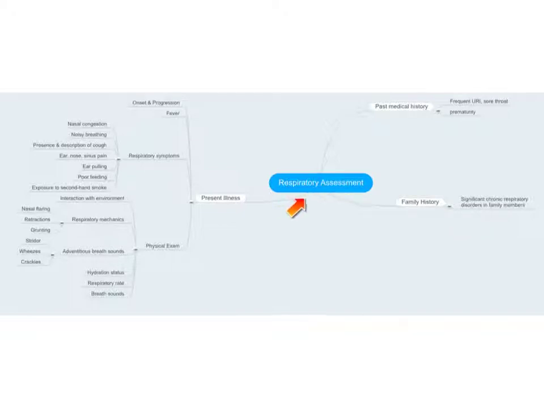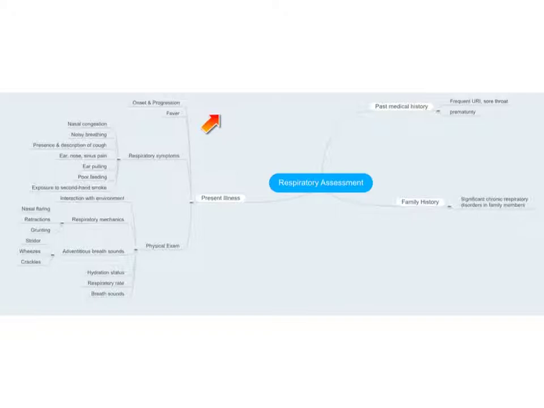So this is a concept map of the respiratory assessment. So you're going to be checking to see what the past medical history is of the child. Have they had frequent upper respiratory infections, sore throats? Have they been premature? Have there been other respiratory illnesses? Then asking family history. Is there significant chronic respiratory disorders in other family members? And then we're going to go over and we're going to assess what the present illness is. And we want to get a history from the mother.